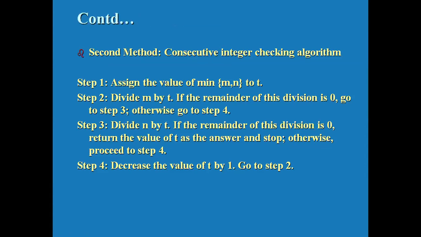The second method is the consecutive integers checking method. Step 1: assign the value of the minimum of m comma n to a temporary variable t. Step 2: divide m by t. If the remainder of this division is 0, go to step 3, otherwise go to step 4. Step 3: divide n by t. If the remainder of this division is 0, return the value t as an answer and stop. Otherwise, proceed to step 4. Step 4: decrease the value of the temporary variable by 1 and iterate to step 2.